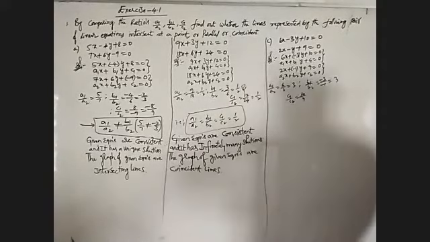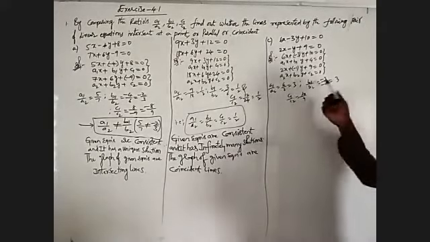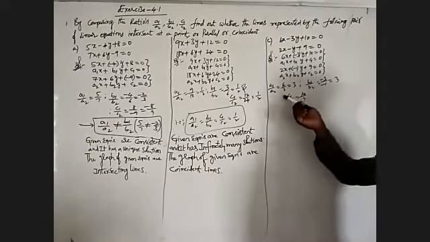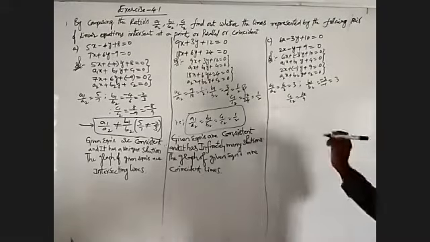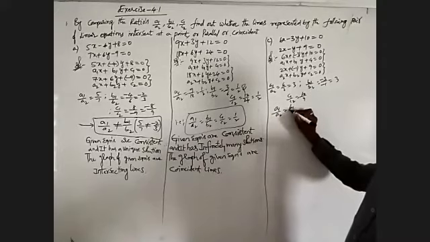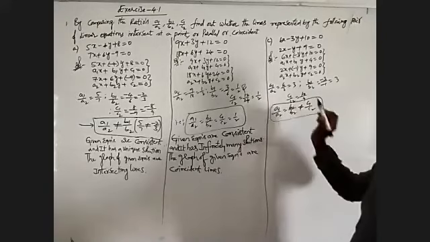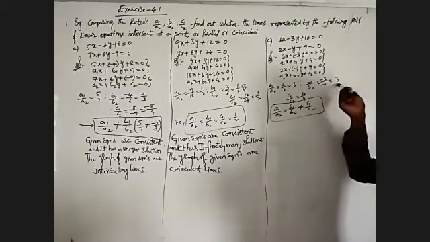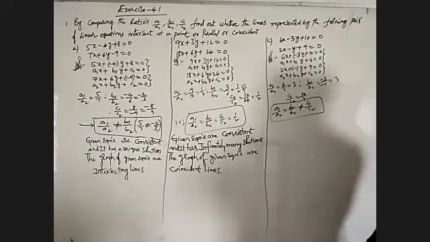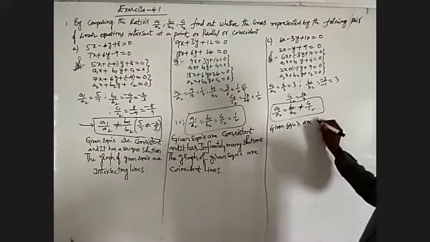We observe a1 by a2 becomes 3 as well as b1 by b2 becomes 3. Here both are equal and it does not equal c1 by c2, because c1 by c2 is 10 by 9. Here we write a1 by a2 is equal to b1 by b2 does not equal c1 by c2. Hence it satisfies the given condition, because a1 by a2 is equal to b1 by b2 equal to 3 and does not equal c1 by c2, where c1 by c2 is 10 by 9. Then the given equations are inconsistent.